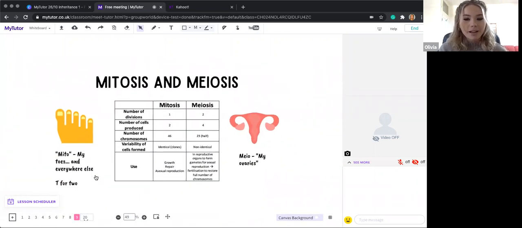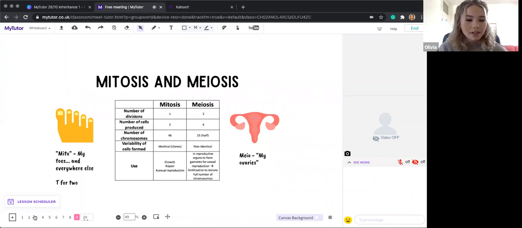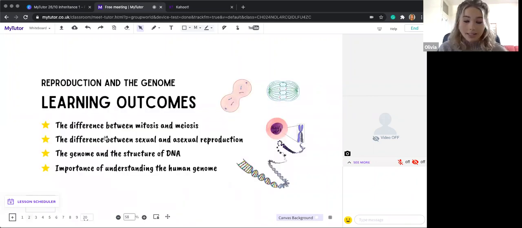Right, mitosis and meiosis now we're going to have a look at. So if we just go back to our learning outcomes, hopefully you should understand this one here, the genome and the structure of DNA. The genome we're going to look at a little bit later on. Okay, so now we're into the difference between mitosis and meiosis.